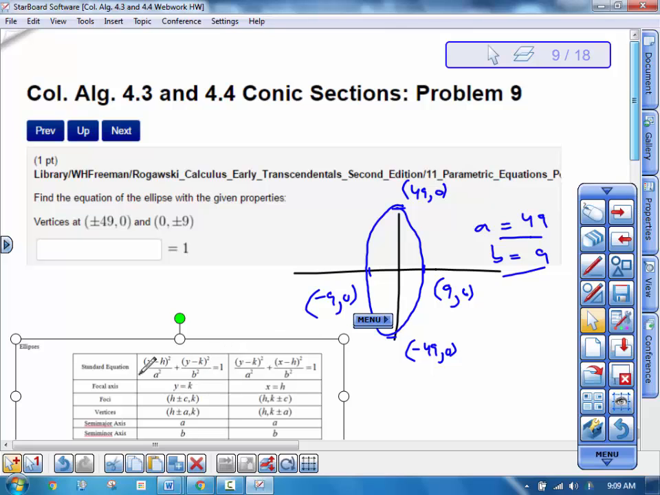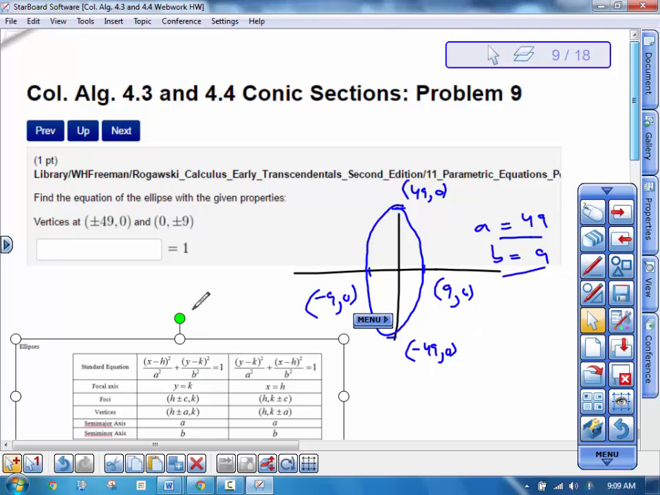Those are your asymptotes that are actually right here in the last row. And so then you can draw your hyperbola like this. It goes through these vertices and approaches the asymptotes, and these are the asymptotes.